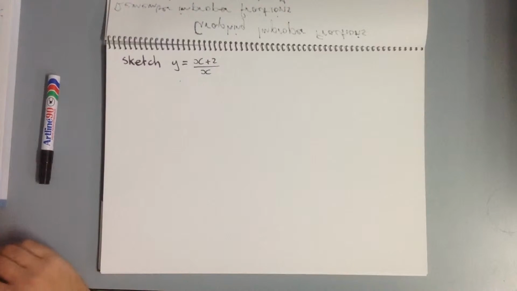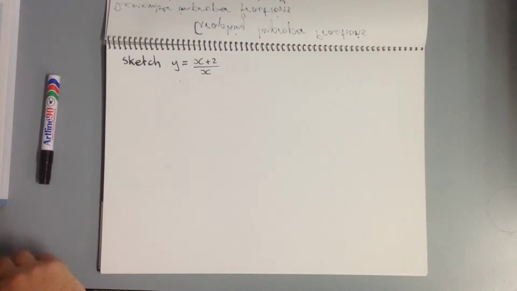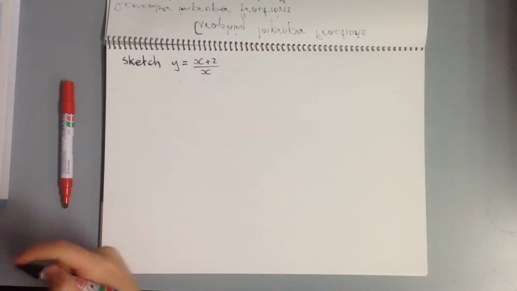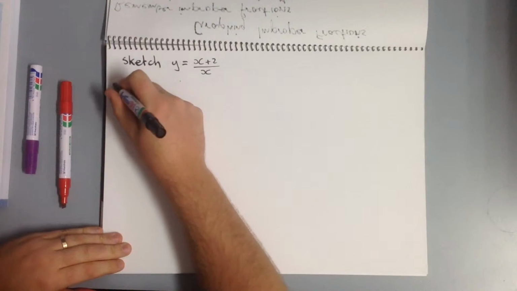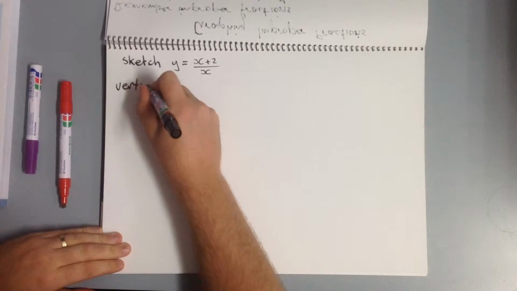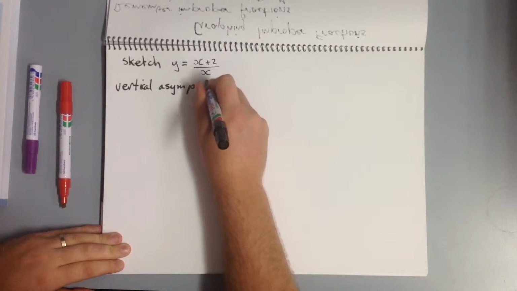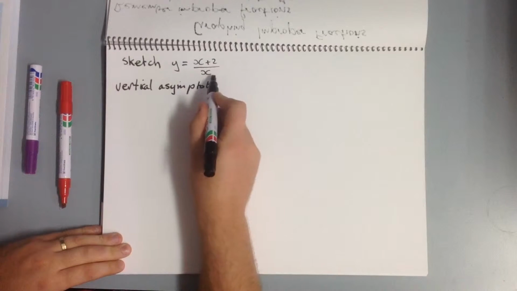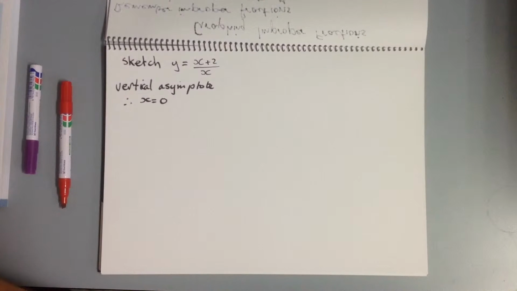So we're looking at our first example, which is sketching y equals (x plus 2) over x. We can see that we are going to get a vertical asymptote when our denominator is equal to 0. So therefore when x equals 0, we're going to have a vertical asymptote.